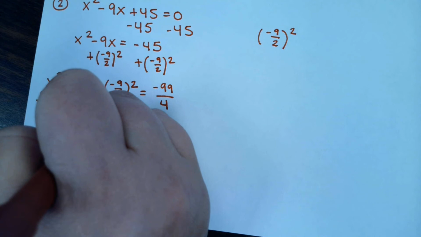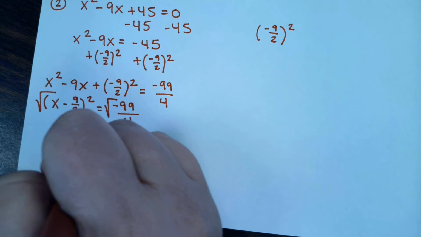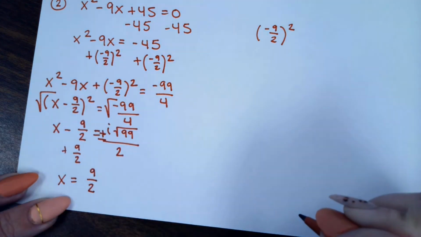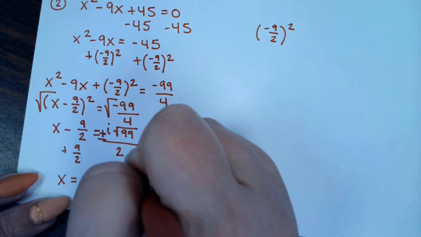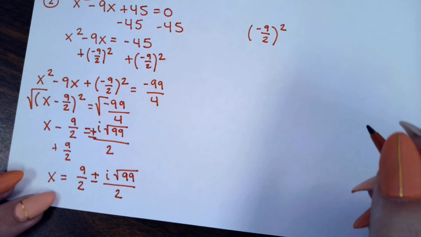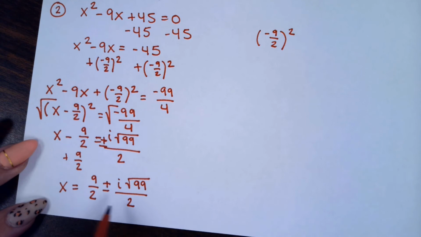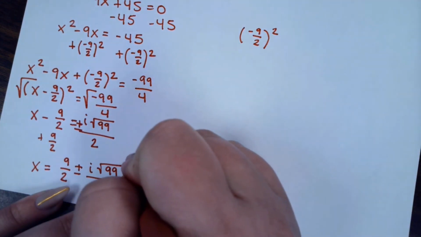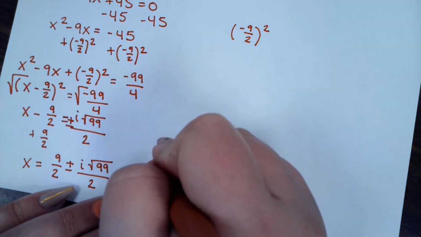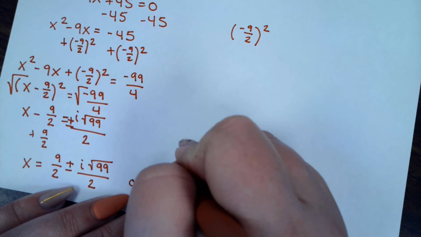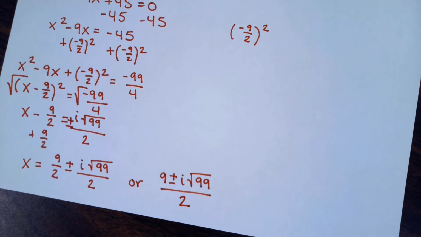So we add 9 halves to both sides. So we get x equals 9 halves plus or minus i root 99 over 2. Now we could leave it like that, but because we have a common denominator here, we could just add our numerators. So we could write it as 9 plus or minus i root 99 over 2.